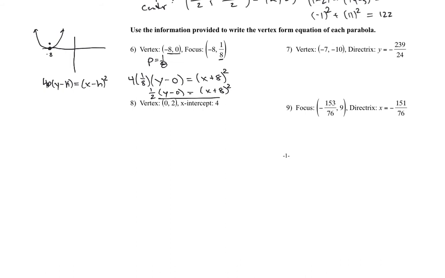For number 7, I'm going to do the same thing. This time we're not given the focus, but we're given the directrix. So the parabola is going to be opening in the opposite direction. Here we're in the third quadrant, so we're over here at -7 and down here at -10. So there's my vertex.